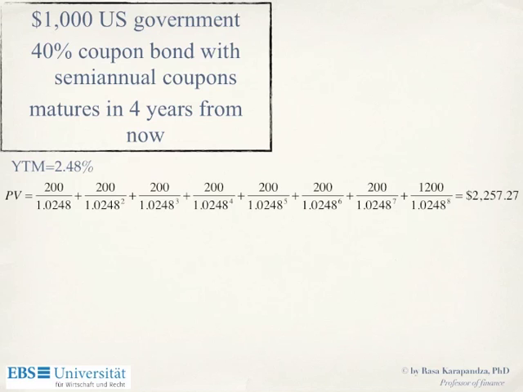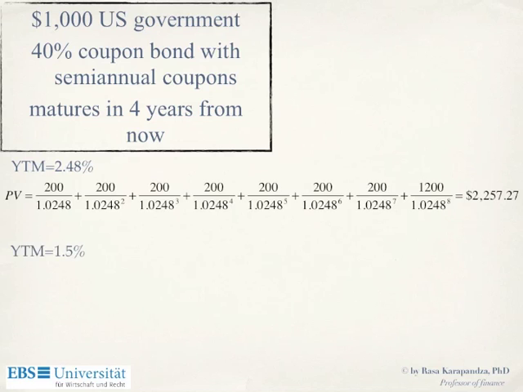Because if you look at how we discount this cash flow stream, you will see that the payment that arrives in 6 months, we discount with 1.0248. The payment in 1 year, so this is year 1 from now, this is not 2 years from now, we discount with 1.0248 squared. The point is, this is a semi-annual rate. This is what you get if you invest for 6 months, not an annual rate.